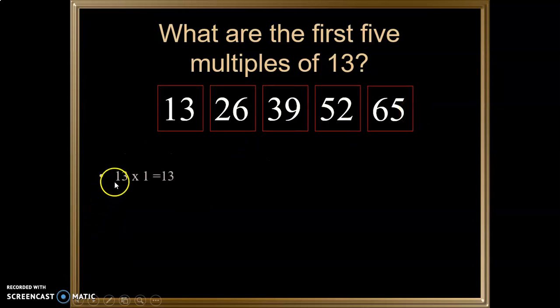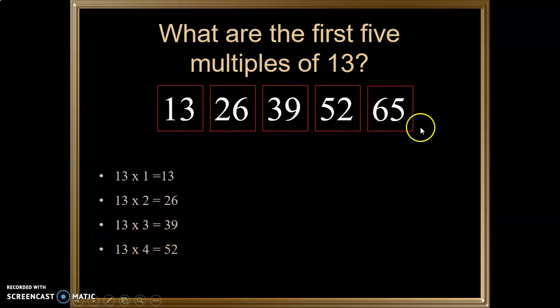Very good. 13 times 1 equals 13. 13 times 2 equals 26. 13 times 3 equals 39. 13 times 4 equals 52. And 13 times 5 equals 65. Correct. Do you understand now?